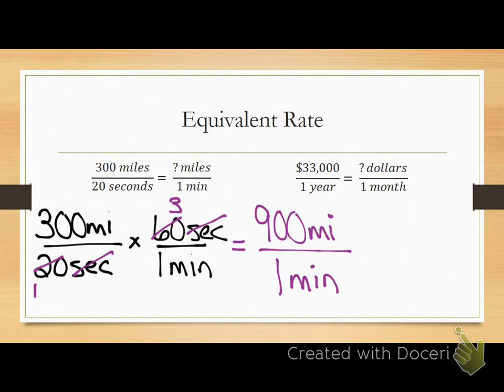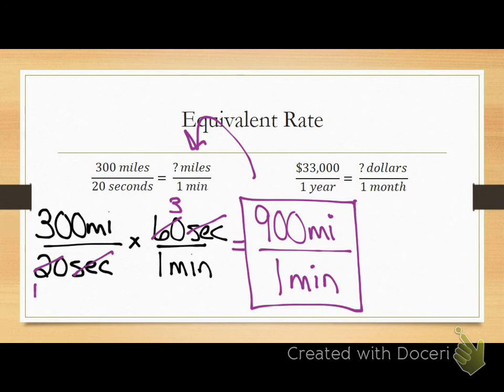Okay, hold on before you ask questions. Hold on, let me finish explaining. Since I am in my unit rate form, my answer is done. Sometimes it is, sometimes it isn't. All right, this is the answer, 900 miles in 1 minute. And I filled in what I was looking for, how many miles in 1 minute.